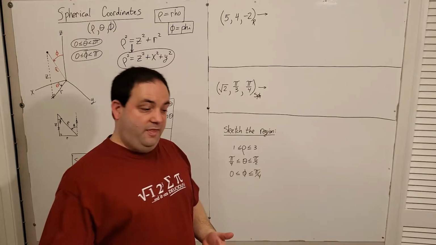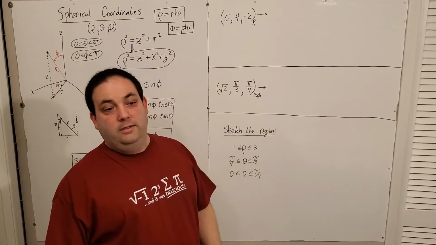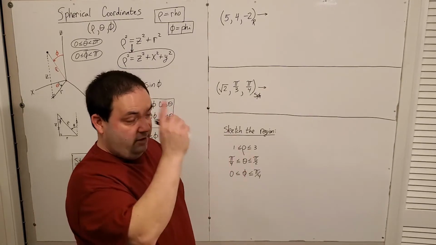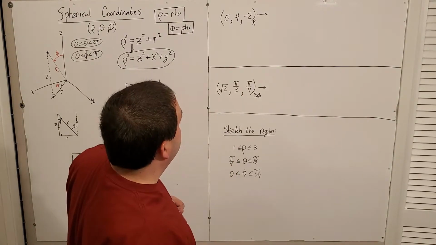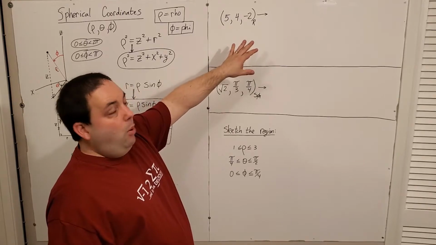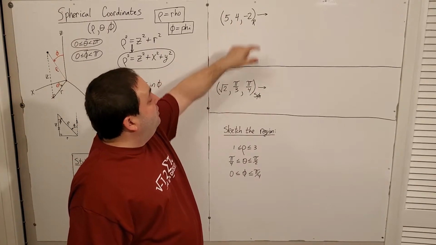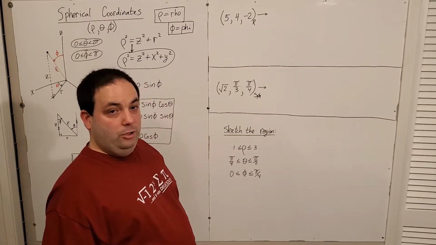We typically like theta to be between 0 and 2 pi. I typically want phi to be between 0 and pi, and I want rho to be positive. Okay? Let's convert some points. (5, 4, -2) in rectangular.